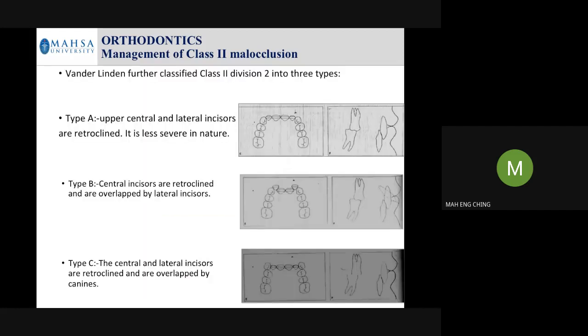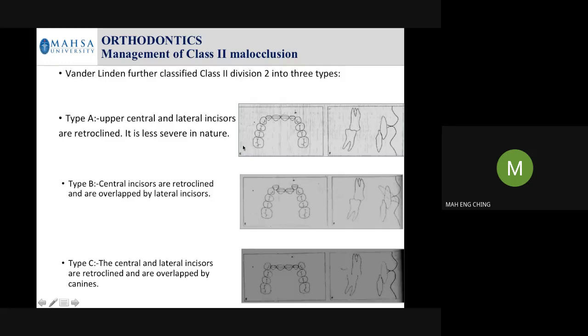Then they further classify Class 2 Division 2 into these 3 types, but this classification is not very commonly used. It classifies the severity of Class 2 Division 2. It's subdivided into type A, type B, and type C.